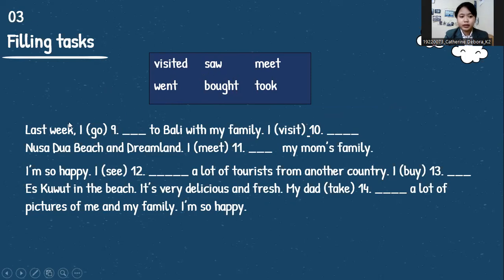For example, number 9. Last week, I go to Bali. Because it's past tense, so we need to use verb 2. So the answer is last week I went to Bali, and so on until number 14.